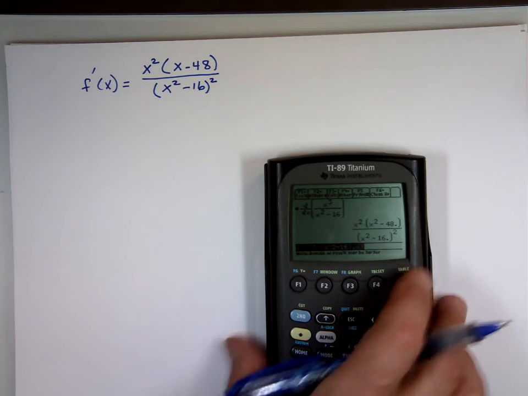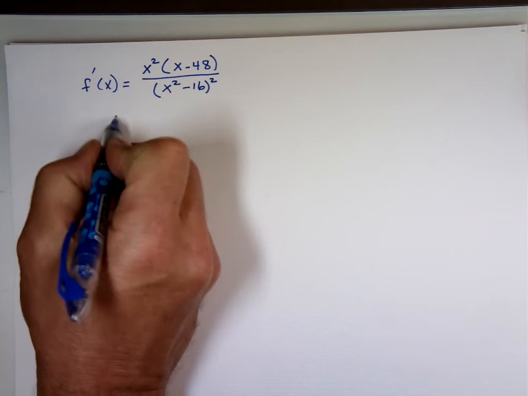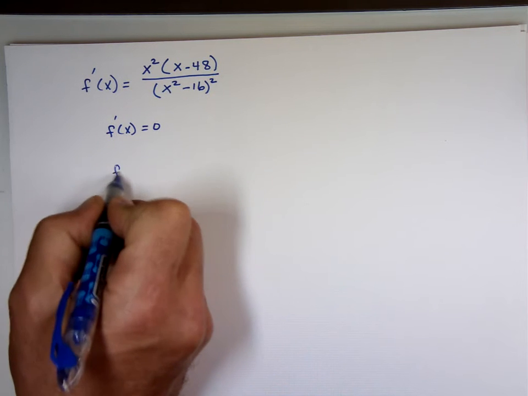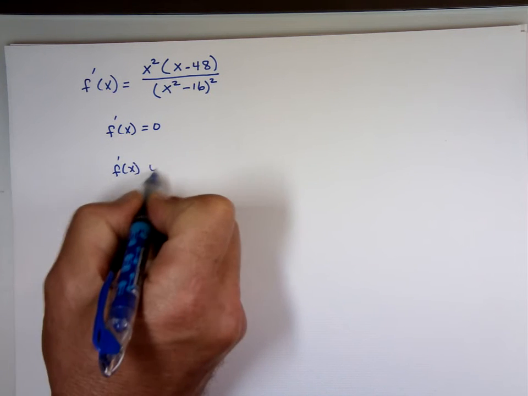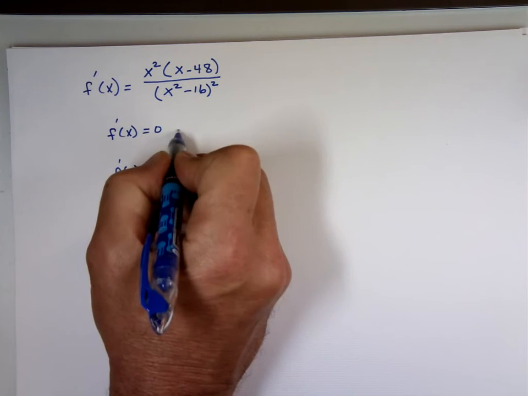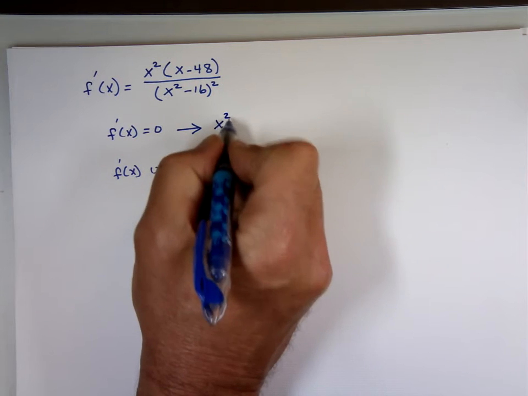Now, let me find out where the derivative is equal to 0, because these are the critical values. That's where your min-max points are. Or where the derivative is undefined. For the derivative to be 0, that means the top of that fraction has to be 0. Oh, that's x squared, isn't it? Yep, that's x squared here.